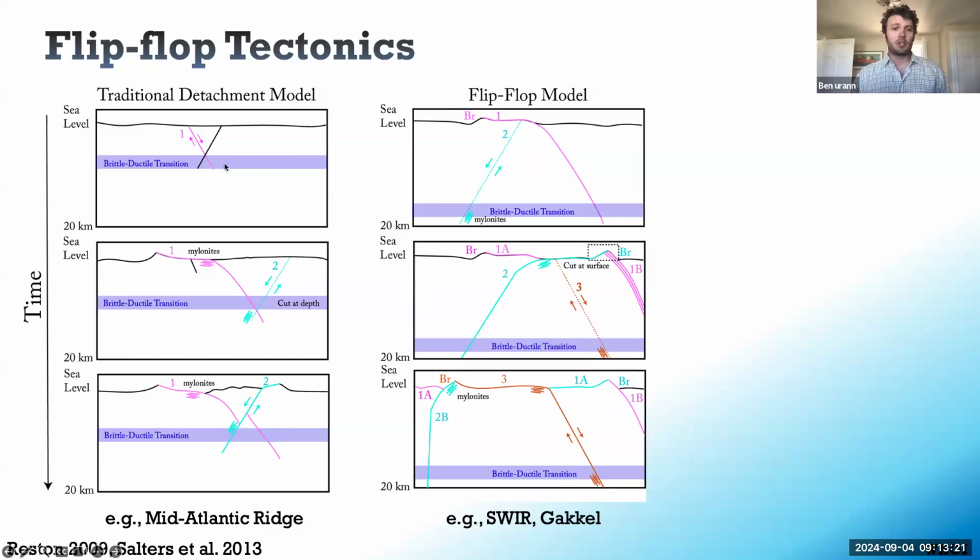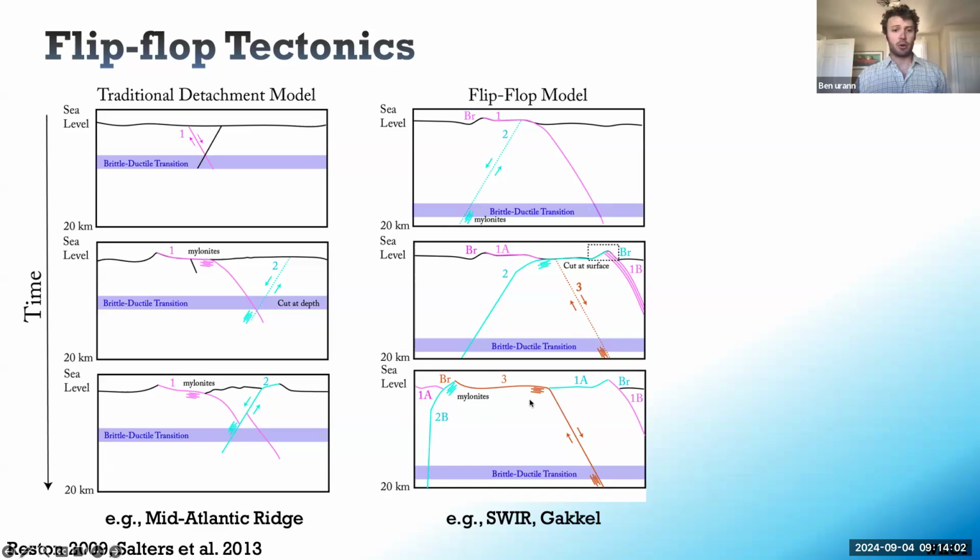But in the flip-flop model, which has been documented farther east in the 65-degree east segment of the SWIR, detachment breakaways are composed of the previous detachment's footwall, which is what I'm showing here. In this case, the original detachment fault, which is pink and shown in 1, is cross-cut by the next generation of faults at the surface. What this means is that you should expect to find the mylonites on the outer flanks of these rift mountains. And the flip-flop model is consistent with what we actually see in this 65-degree east area.